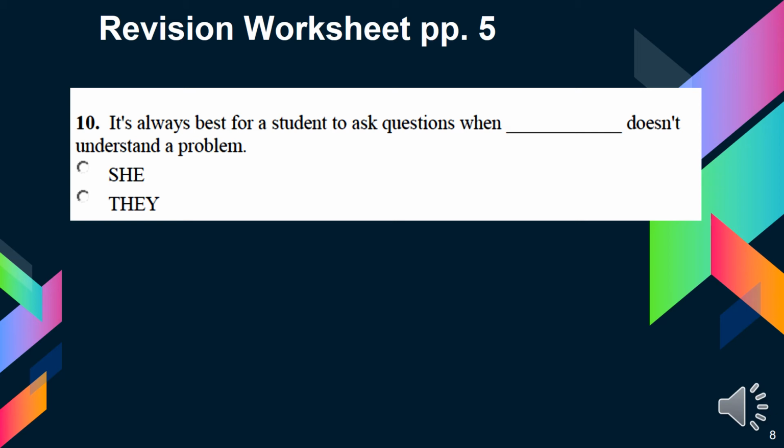It's always best for a student to ask questions when what doesn't understand a problem. Okay, I need here to choose she or they, and I'm talking about a student. Look here, the sentence explains itself. A student, what is a student, singular or plural? Singular. So, what should I use? She or they? Which one is singular? She is singular. I'm going to write singular. Nice. Or plural. Okay, student singular. So, I need also here a pronoun which is singular.